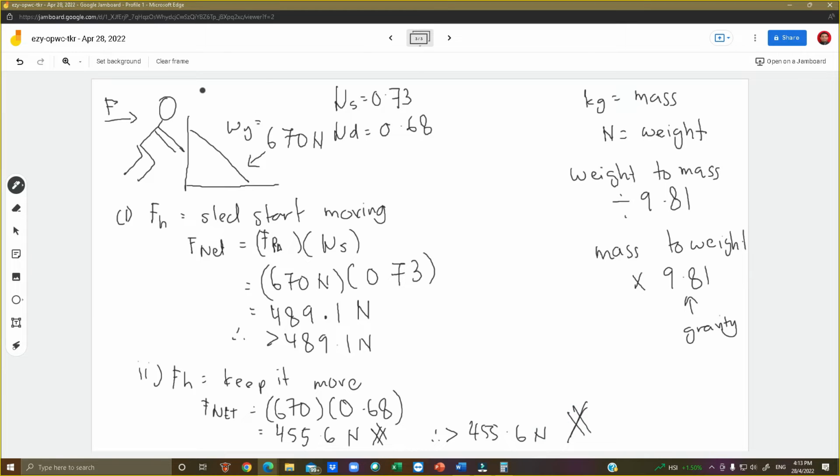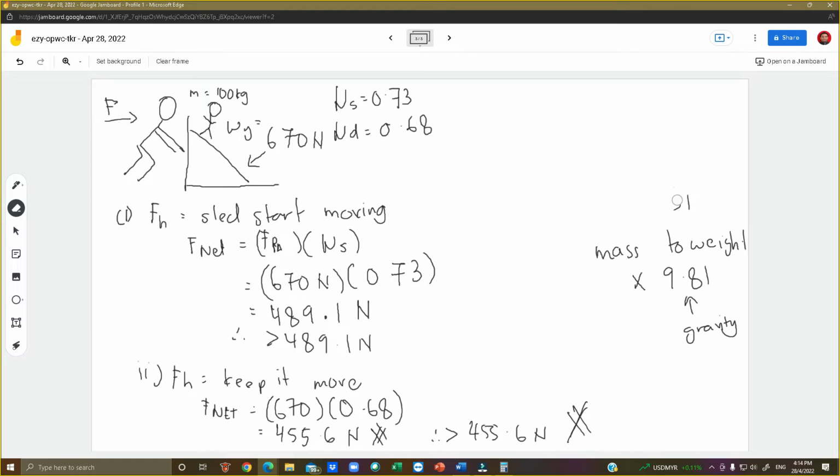Now let's see. There is a person sitting on the sled, and the mass of this person is 100 kg. So please find out how much force is needed to make the sled move, and how much force is needed to keep the sled moving with the new additional mass. Kita kena cari dulu new normal reaction force of the system dulu.